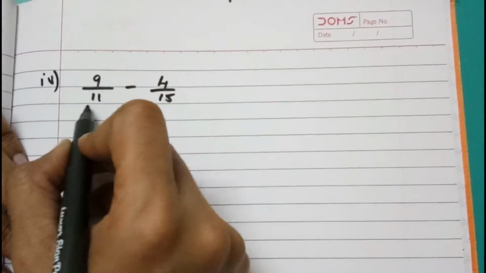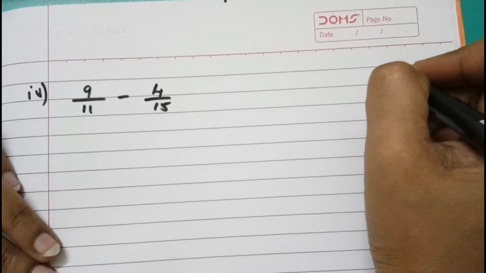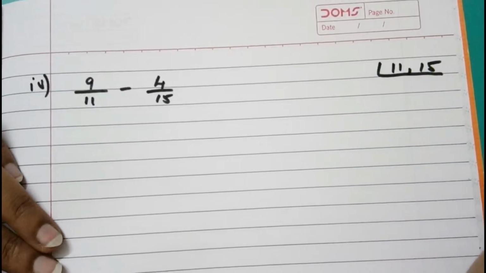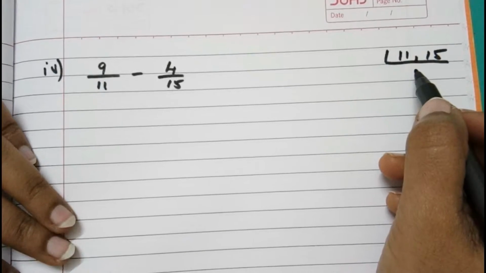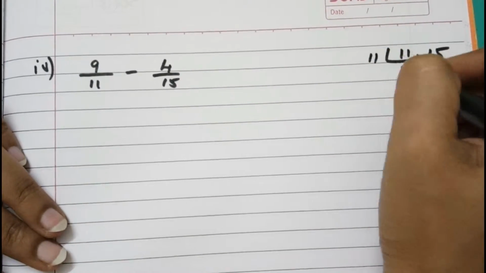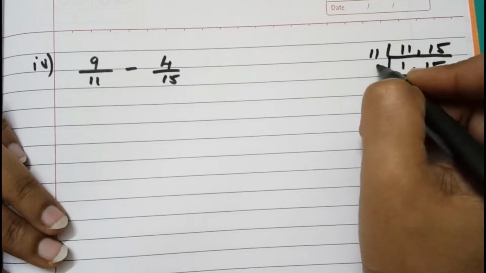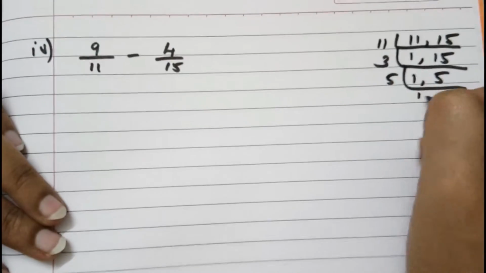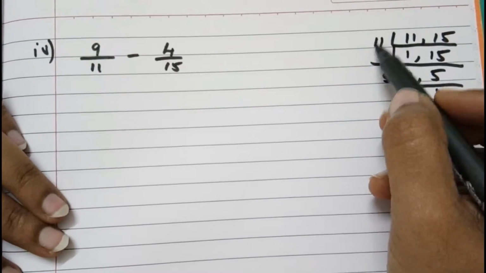Okay. Now, since these denominators are different, we need to calculate the LCM. Now, calculating the LCM, 11 and 15. What is LCM? Lowest common multiple. Now, is there anything common here in 11 and 15? No. So, 11, 1 and 15. What is common here? 3, 1, 5 and 5, 1, 1. Clear? So, what would be the total here?